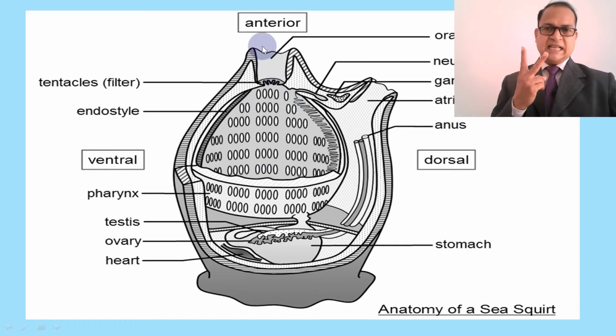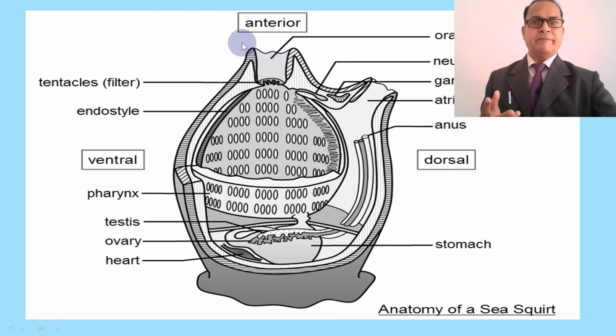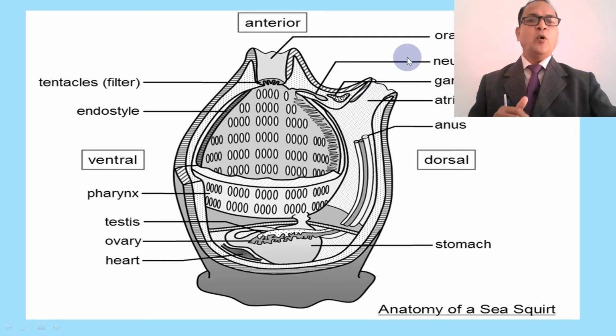There are two siphons, the branchial siphon and the atrial siphon, and two apertures respectively, the branchial aperture and the atrial aperture. The branchial aperture opens into a large, highly perforated pharynx. The pharynx continues through the esophagus into the stomach, and the stomach opens into the intestine. The intestine opens through the anus in the atrium, and the atrium opens to the outside through the atriopore.